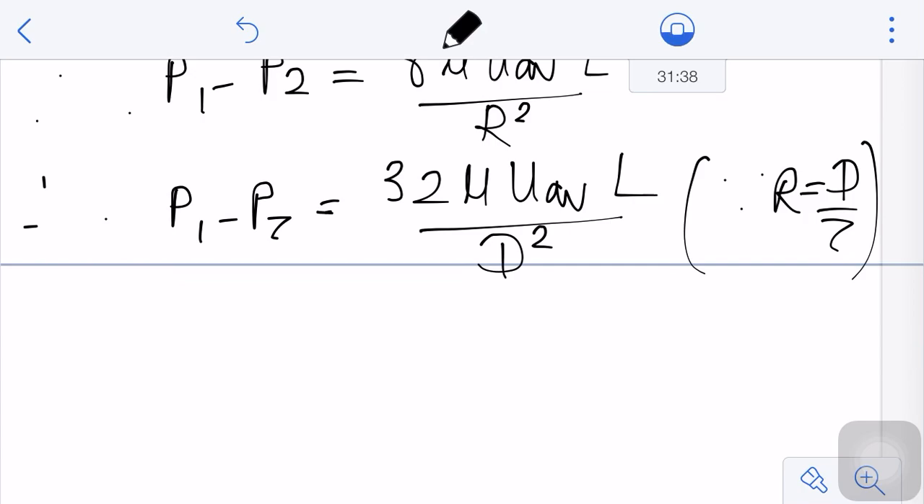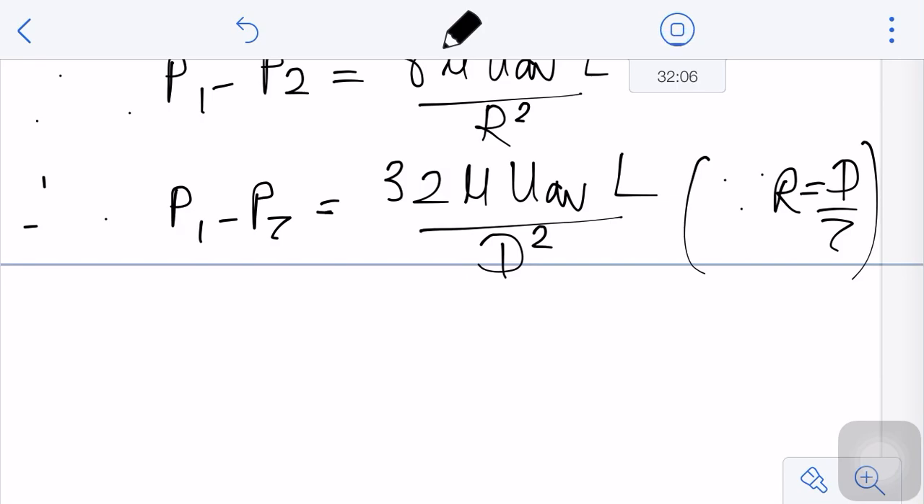So this equation, as you can see here, shows the pressure drop in this section. What we can do is further simplify this equation in terms of the equation of head loss, because we are also interested in what the pressure drop or the loss of head or pressure would be.